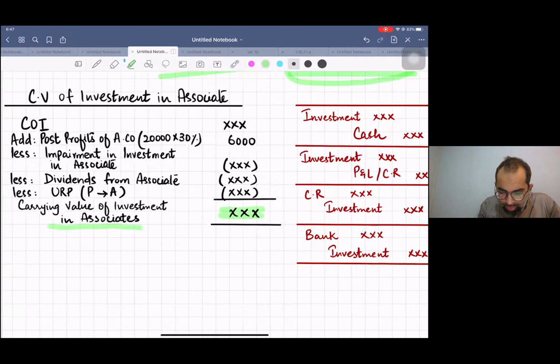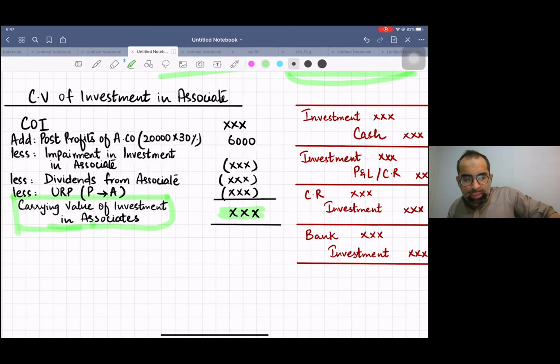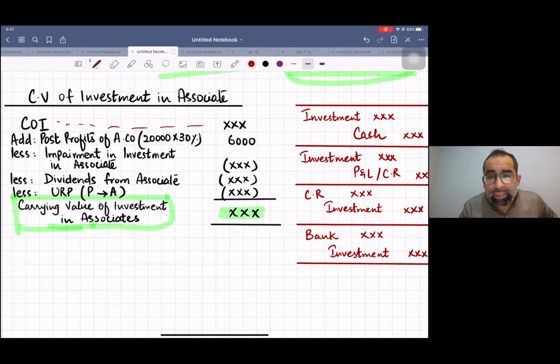See this line, carrying value of investment in associate. Now, how to calculate this carrying value of investment in associate? Please, boys and girls, be active. You have studied something related to this in your F3 and F7 papers. First of all, in the SOFP you will write COI. COI means cost of investment. That means the original amount you paid to buy those shares. For example, you bought 30% shares. So first of all, you write COI.